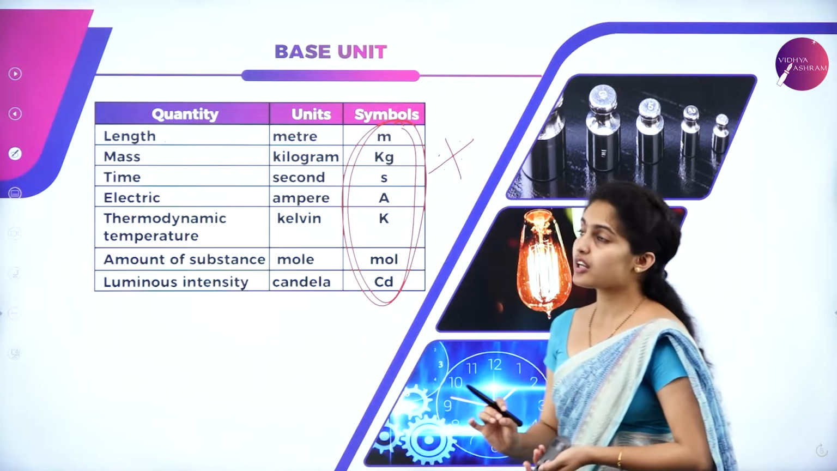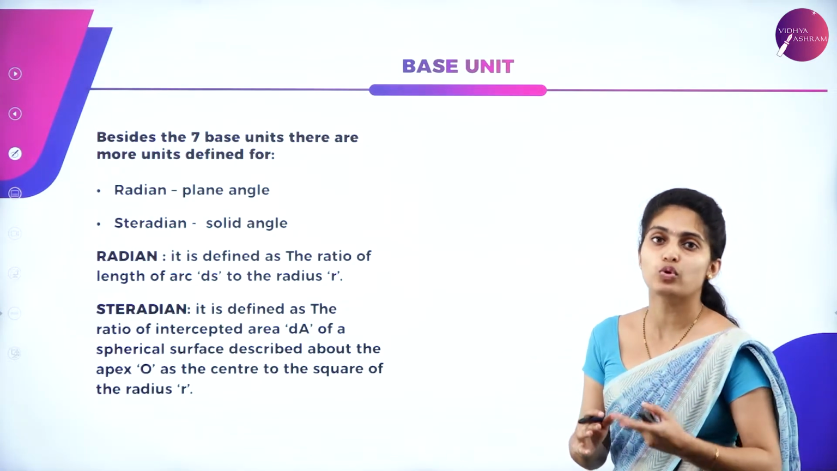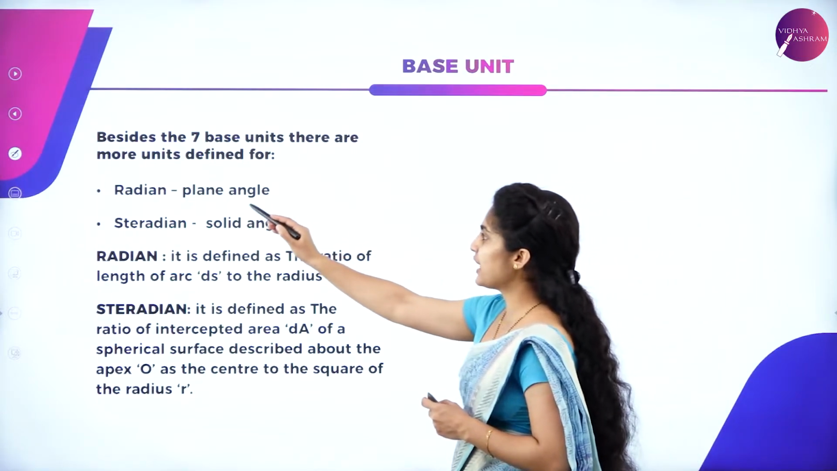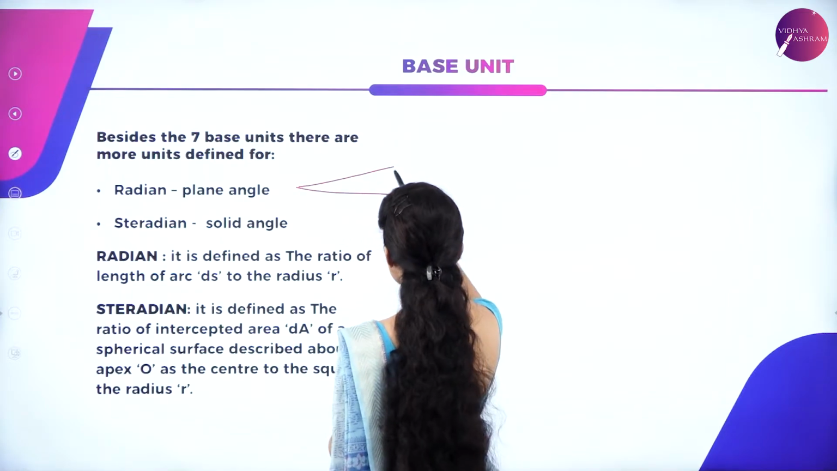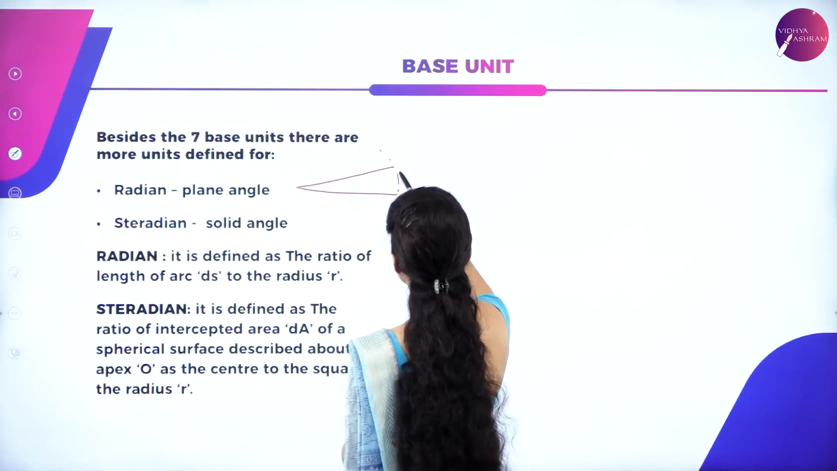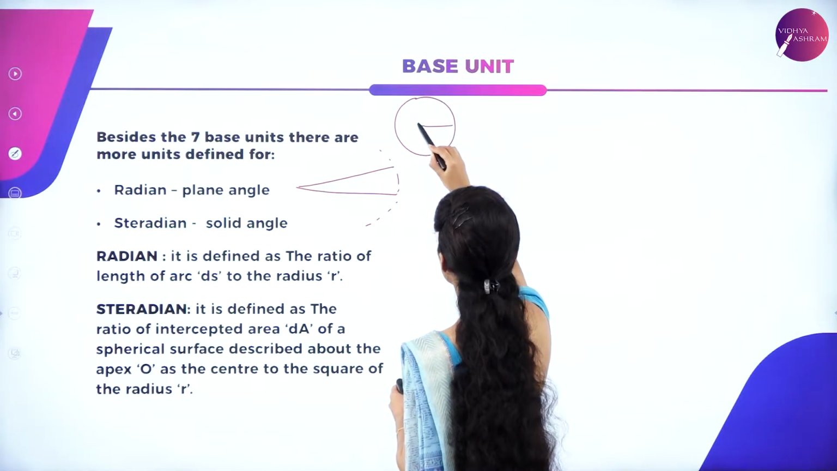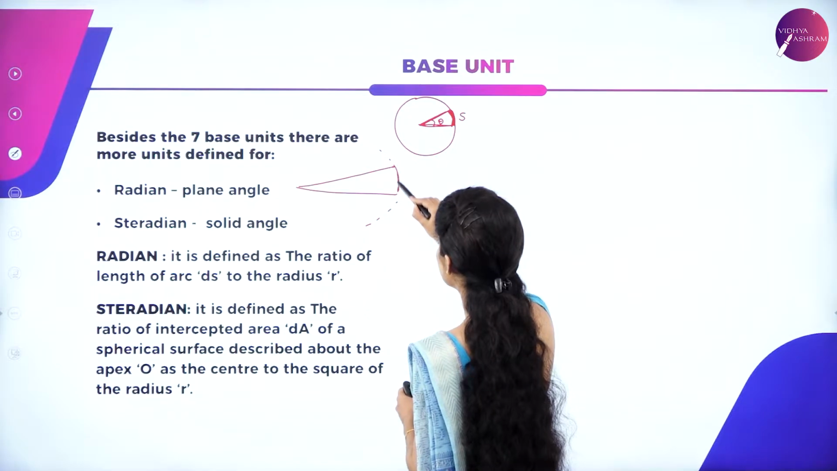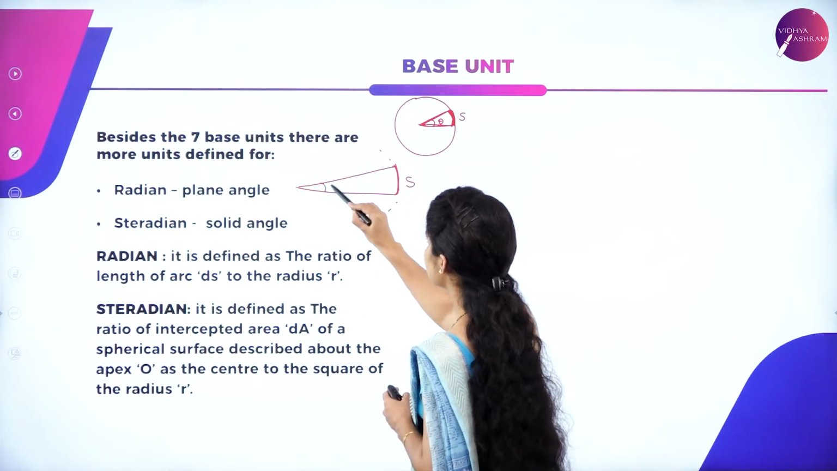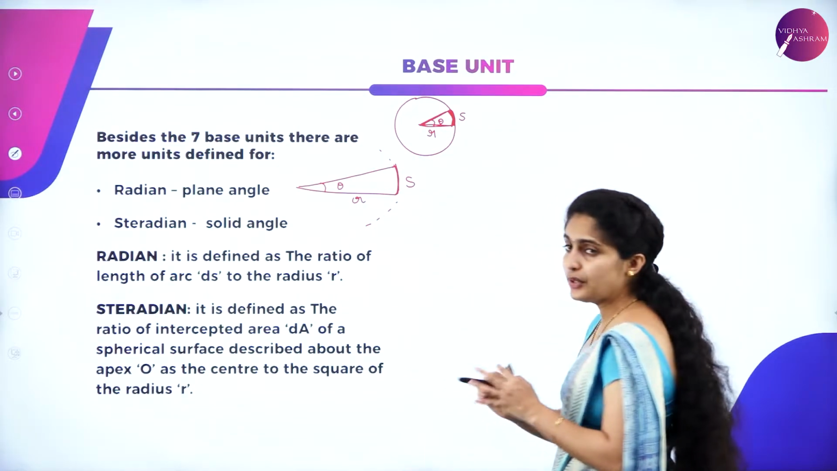Next, other than the 7 base units, you have 2 more units. Which are those? That is radian and steradian. Here you have a circle. This is a circle's cut piece. Suppose from the center you cut the circle into a certain angle theta, and here you have a certain displacement, call it S. This displacement is S, this is theta, and this makes a radius R.